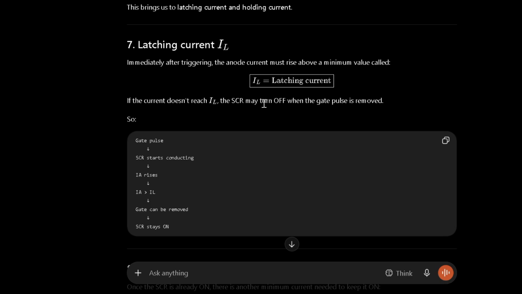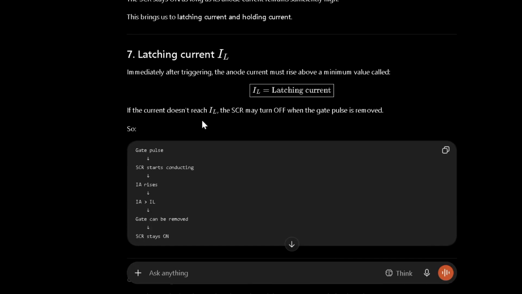They will simply get that value by observing the current state. If the current doesn't reach IL, the SCR may turn off when the gate pulse is removed. If we remove the gate pulse when the SCR reaches IL, it shouldn't be lower than IL; it should reach the IL value. When the gate pulse is removed, the SCR still holds the switch on state, IA.